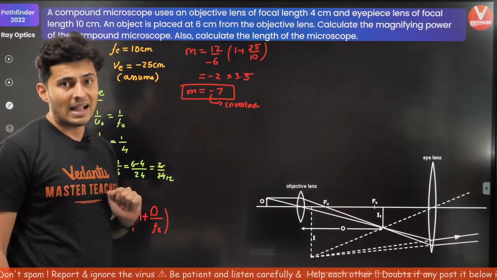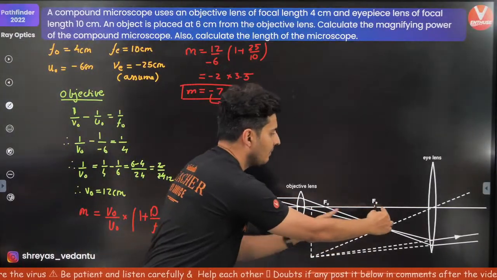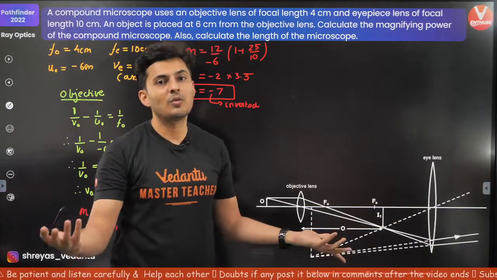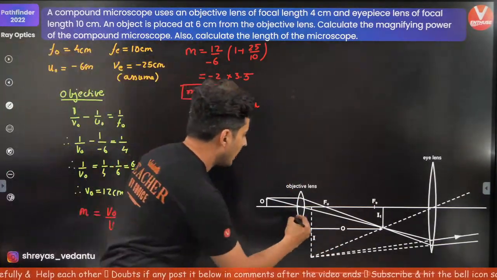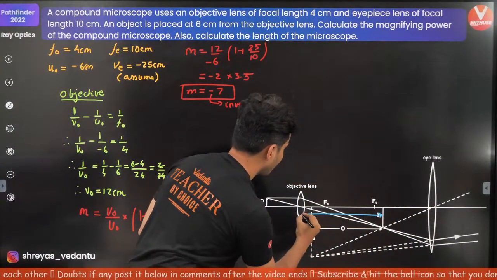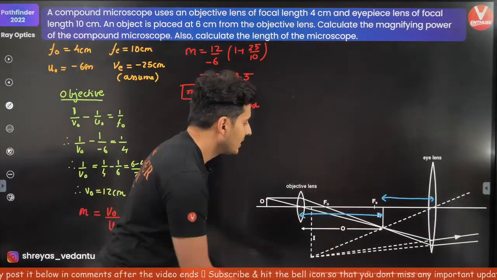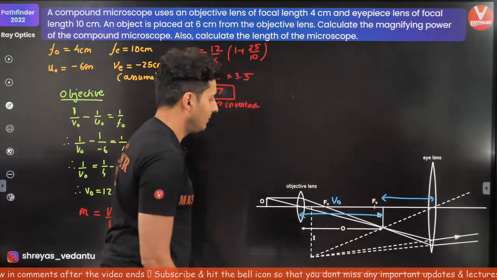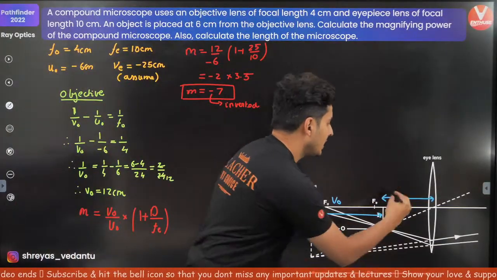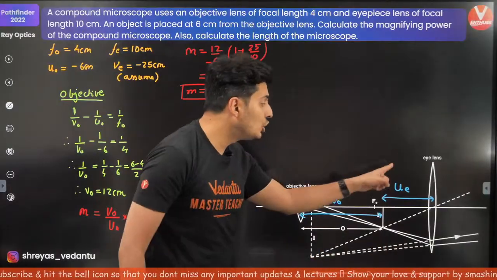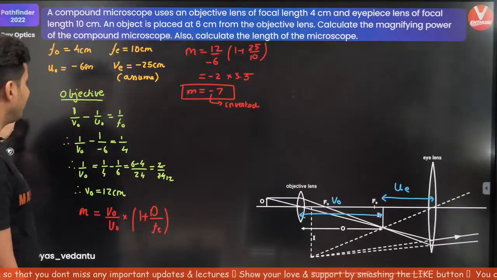Next, length of the microscope. For length, I need this distance plus this distance. Let's see what all I know. I'll mark it over here. Observe this carefully. I need this distance and I also need this distance. This is image distance for the objective, VO. I have found that out. This is object distance for the eyepiece, UE. That is something I don't know. So find that out. How do I find that out?